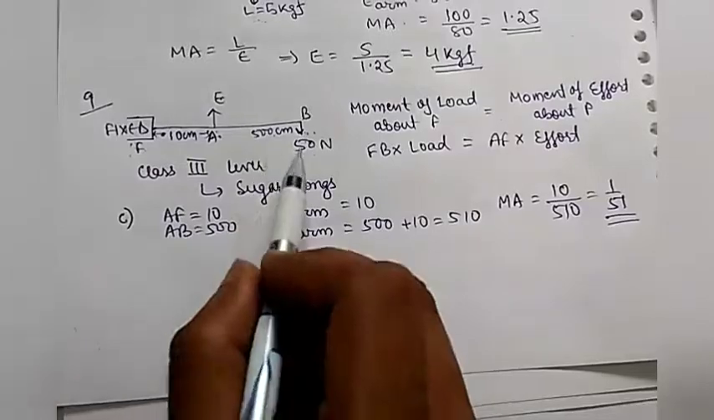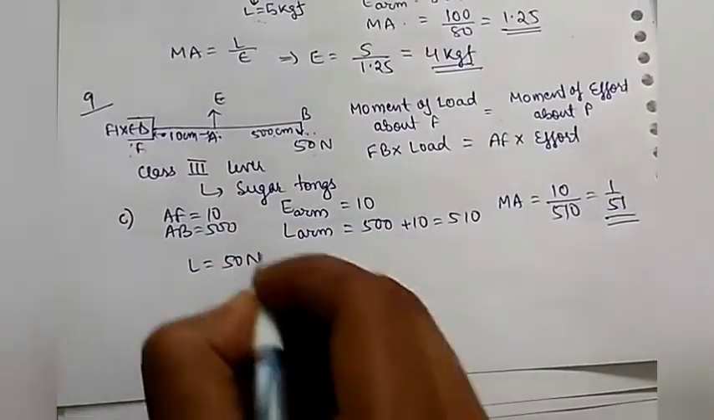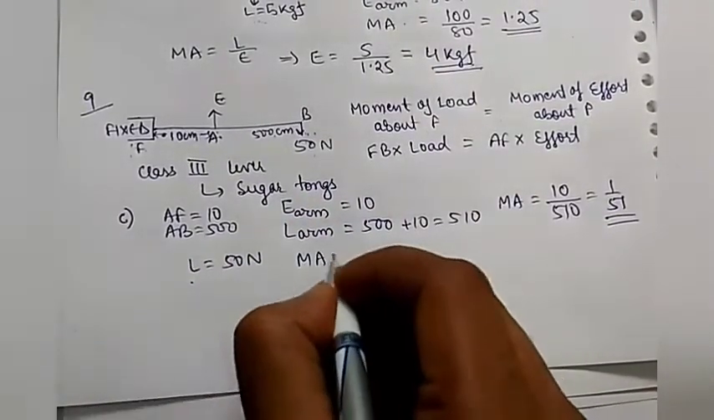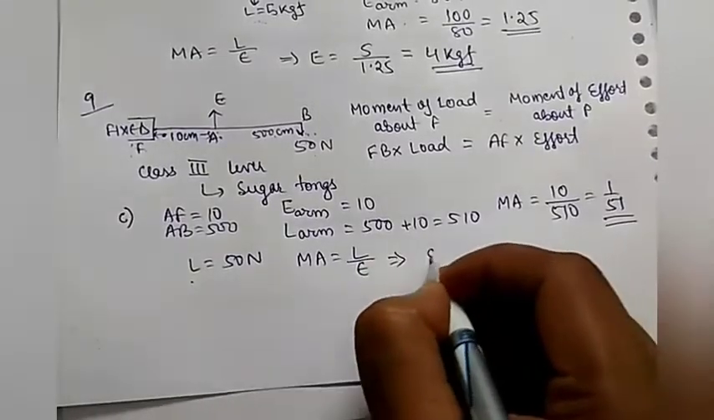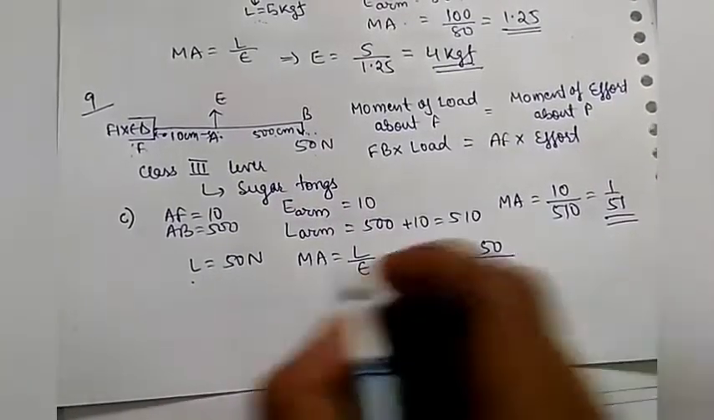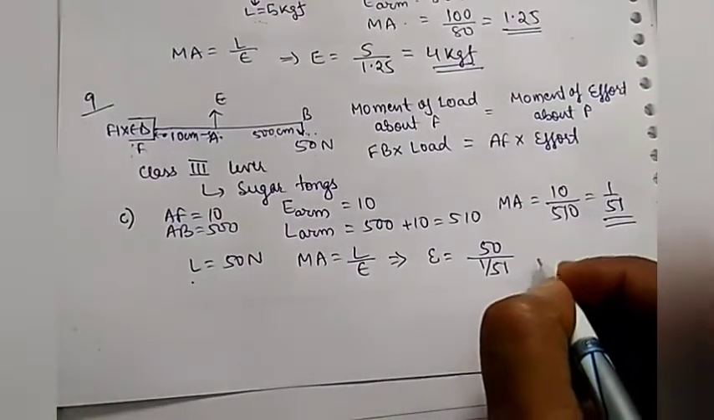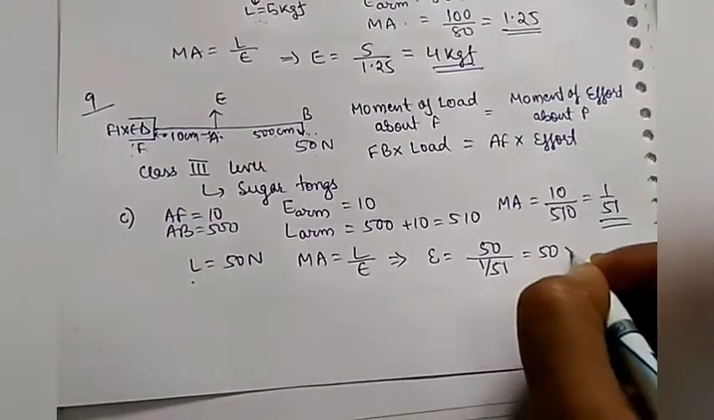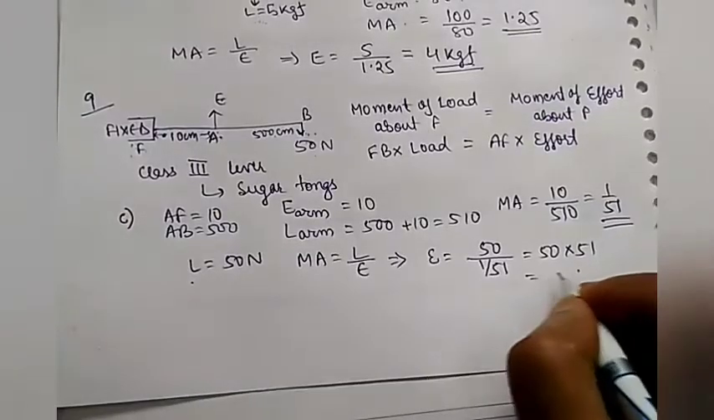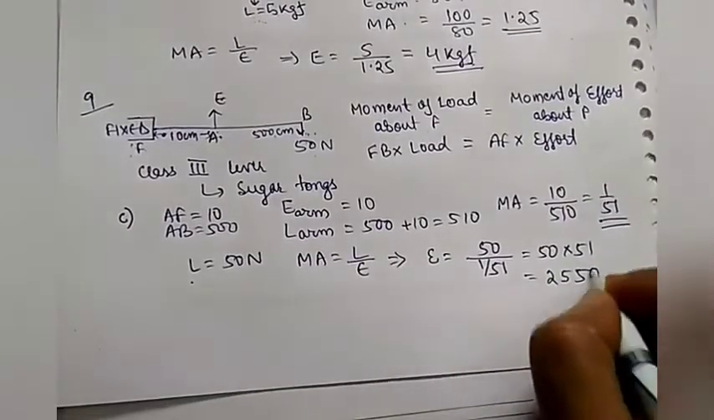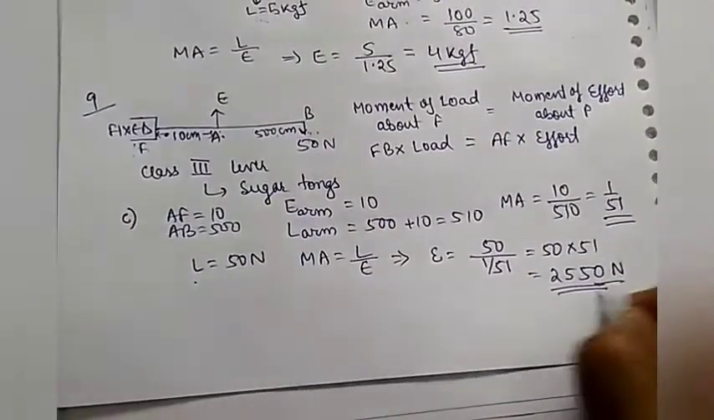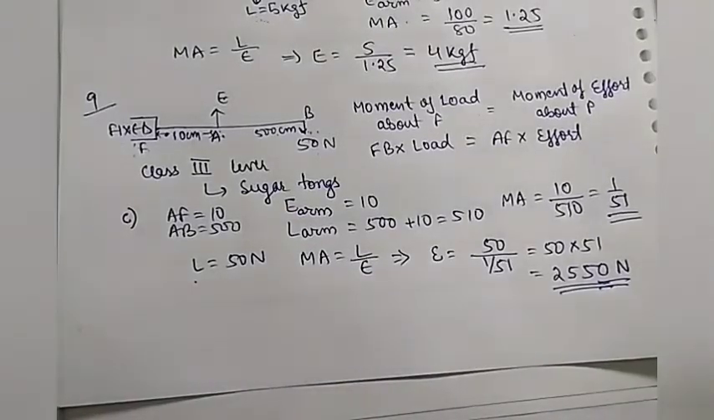So the load is given, load is equal to 50 Newton. Okay, so mechanical advantage is equal to load by effort. Effort we have to find, so effort is equal to load, that is 50 Newton, by mechanical advantage, that is 1 by 51. This 51 will go up, so it will be 50 into 51, so 2550 Newton. So 2550 Newton will be the effort.